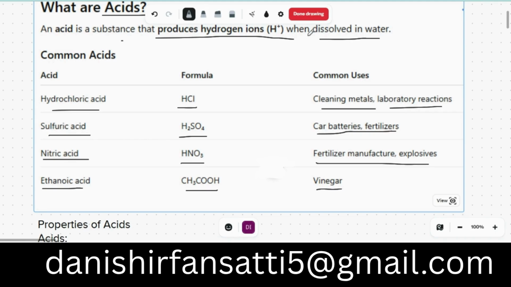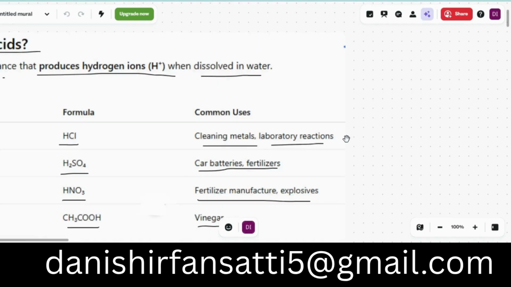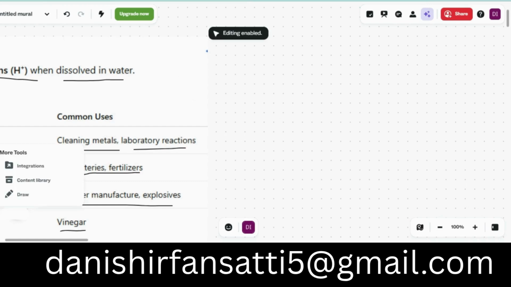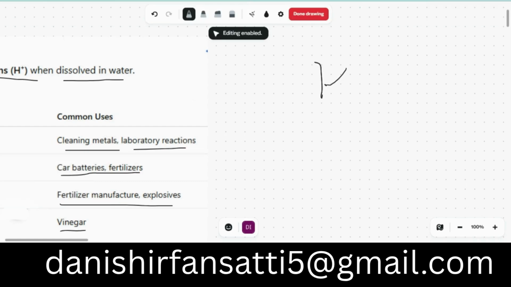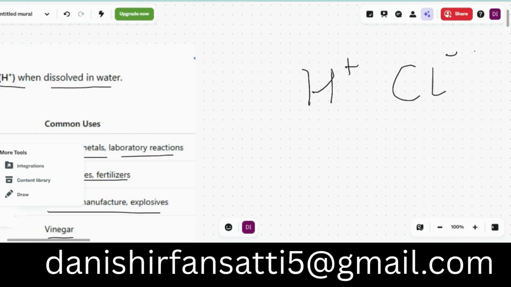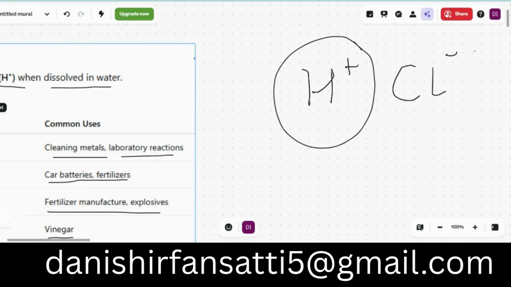So how does an acid give H+ ions in water? Whenever we dissolve HCl, hydrochloric acid, for example, it will give us H+ ions and Cl- ions. So whenever we add a large amount of HCl, we get a large amount of H+ ions. That is why HCl is called an acid, because it gives H+ ions.